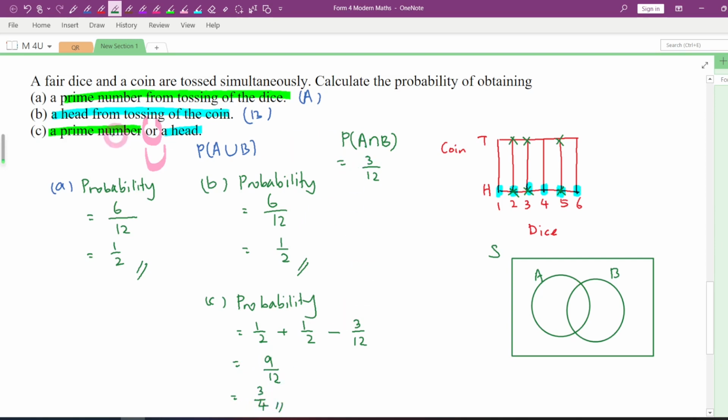So these two events, they are non-mutually exclusive events. Let's say if you are not sure whether they are mutually exclusive or non-mutually exclusive, you still can get the answer. What you need to do, just calculate from here. 1, 2, 3, 4, 5, 6, 7, 8, 9. 9 over 12. And you simplify it, you still get the same answer, 3 over 4.